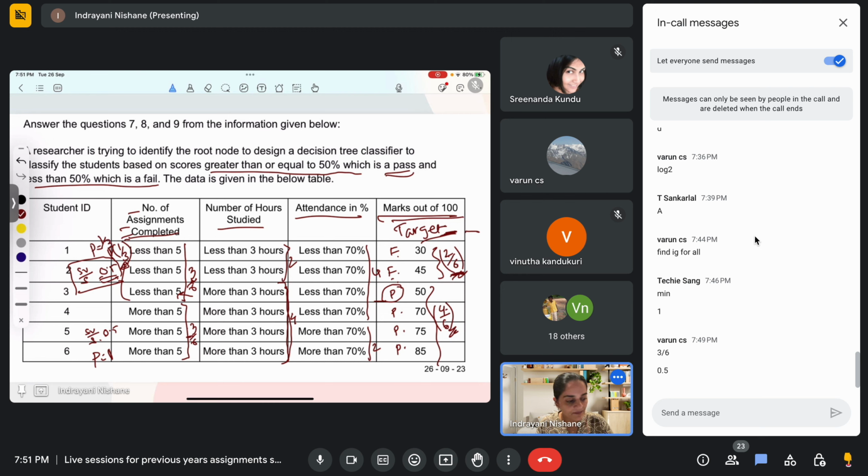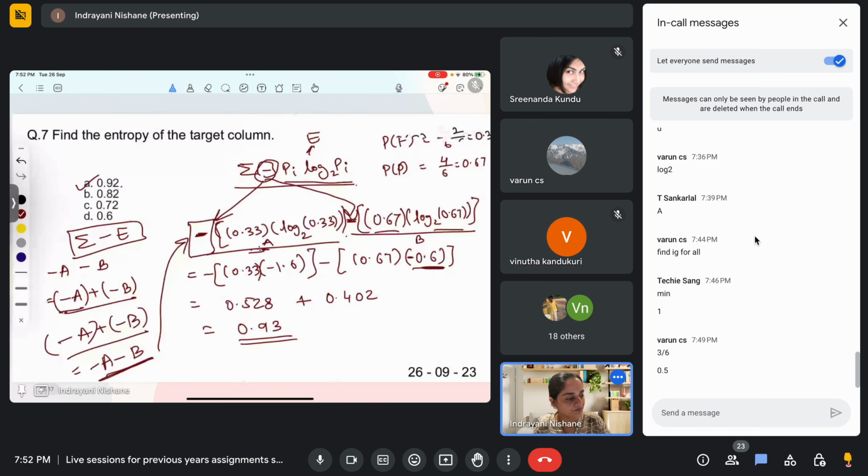Now similarly, what is the p value for assignments completed more than 5? Can you tell me? All have passed. So what is the probability of passing? When you have more than 5 assignments completed, what is the probability? If all are passing, what is the value? I'm looking for that number. Probability 1, you agree? So for this, probability will be 1. For probability 1, what is the entropy value?